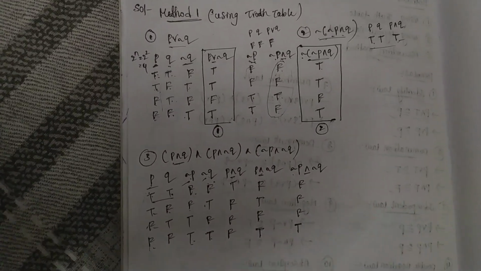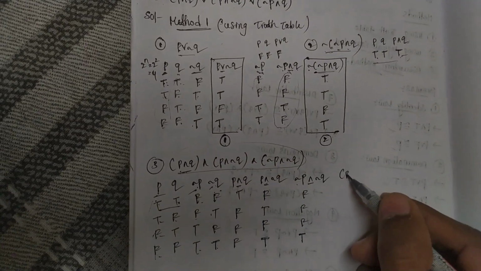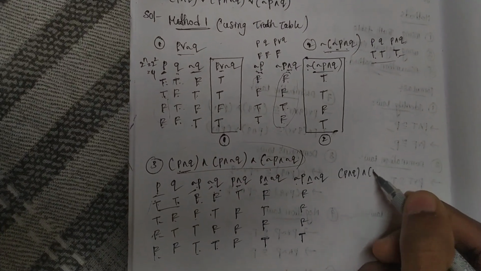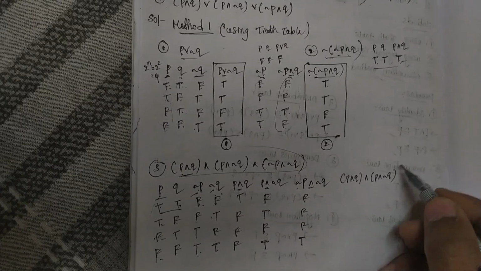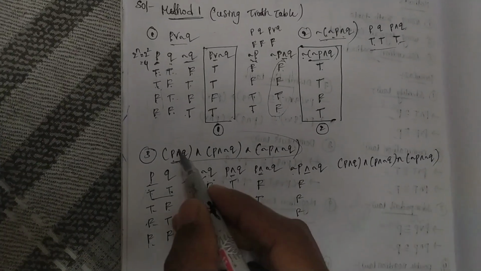Now here we have to apply this whole statement, that is P and Q, and P and negation Q, and negation P and negation Q. This is the whole statement.